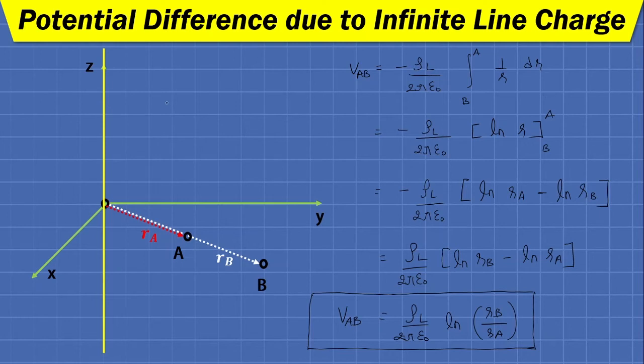Okay, so if we have a point B over here and point A somewhere over here, then what distance must be taken? This perpendicular distance must be taken when we are calculating any general term. For simple understanding, I have taken both the points on the xy plane.